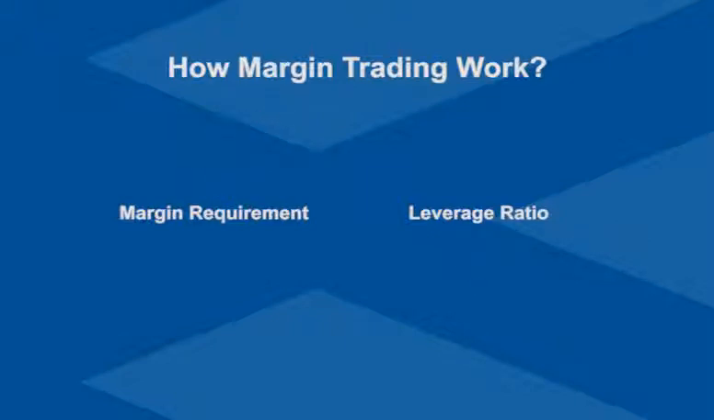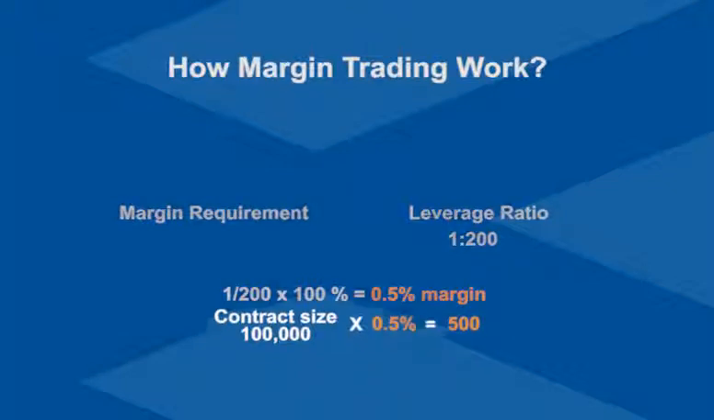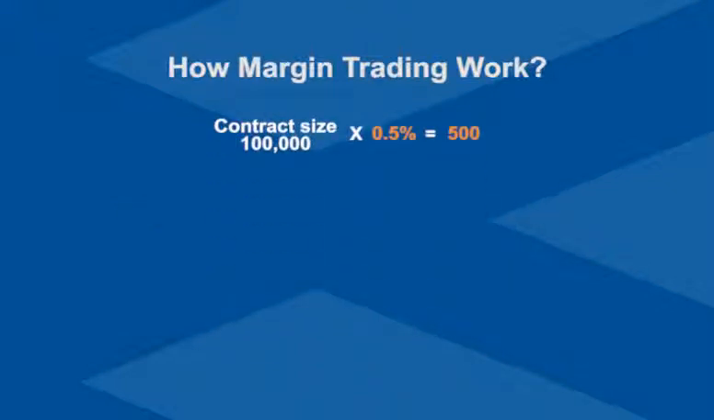Put simply, if you have 200 to 1 leverage, it means that you would have to put up 0.5% as a margin. That would mean that if you wanted to control a contract size that is worth $100,000, you would only have to put 0.5% of it, which is $500. This is how you can control a larger amount of money with a smaller amount of money in the Forex market. This is a potential way of magnifying your profits, because you're only using $500 to control $100,000.